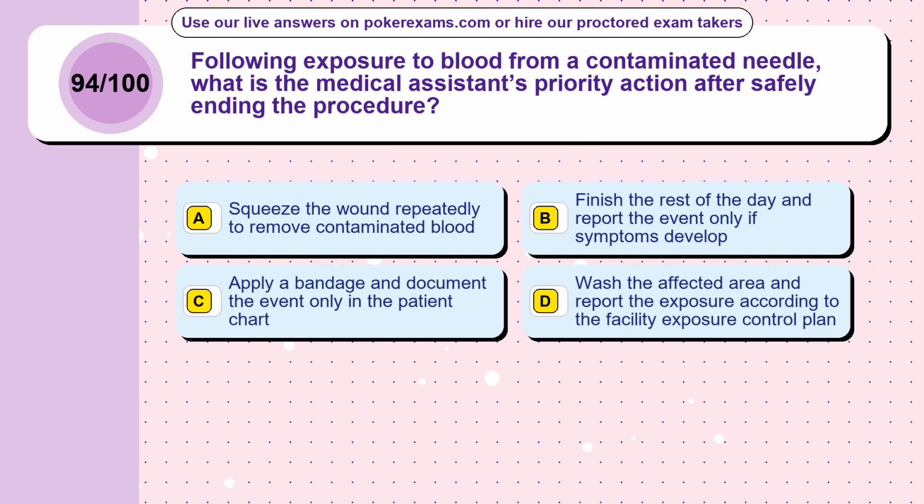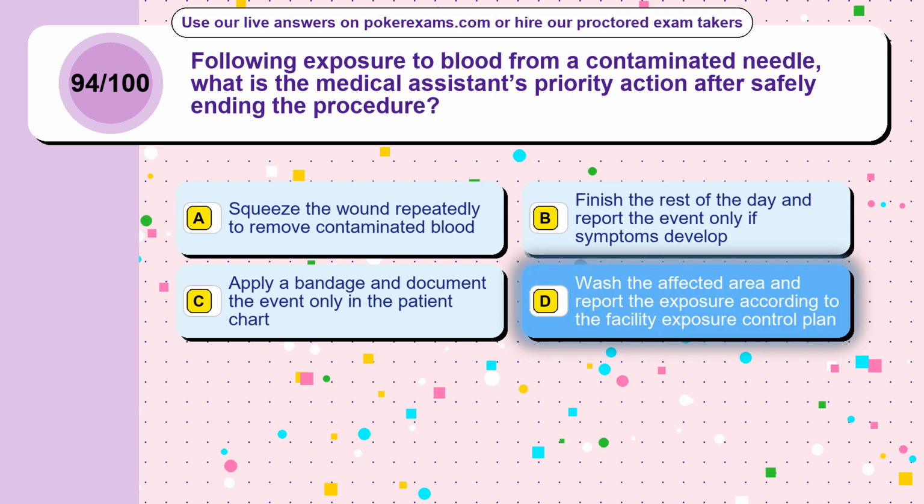Question 94. Following exposure to blood from a contaminated needle, what is the medical assistant's priority action after safely ending the procedure? Option A. Squeeze the wound repeatedly to remove contaminated blood. Option B. Finish the rest of the day and report the event only if symptoms develop. Option C. Apply a bandage and document the event only in the patient chart. Option D. Wash the affected area and report the exposure according to the facility exposure control plan.